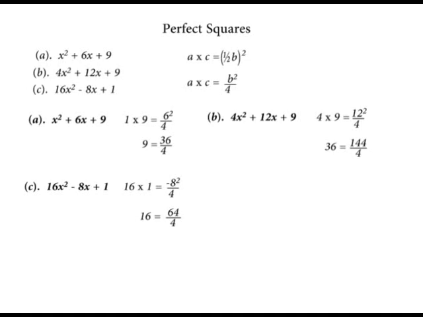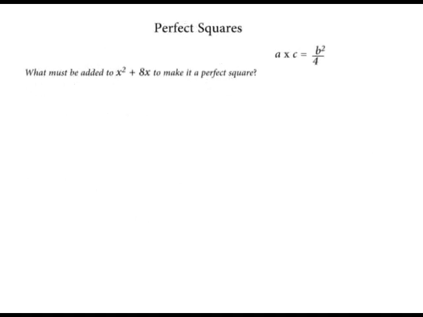Let's take an example. What must be added to x squared plus 8x to make it a perfect square? And so the missing term is c. From the expression ac is equal to b squared over 4, c is equal to b squared over 4a. That is 8 squared over 4 times 1, and it will give us 16. And so 16 should be added to the expression to make it a perfect square. x squared plus 8x plus 16 is equal to x plus 4 squared, and is therefore a perfect square.